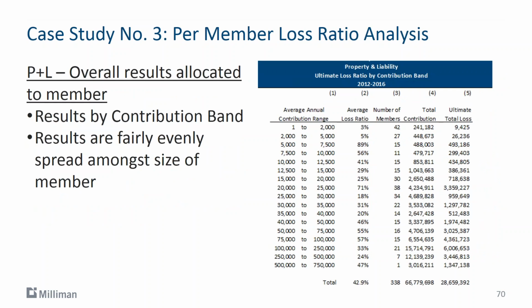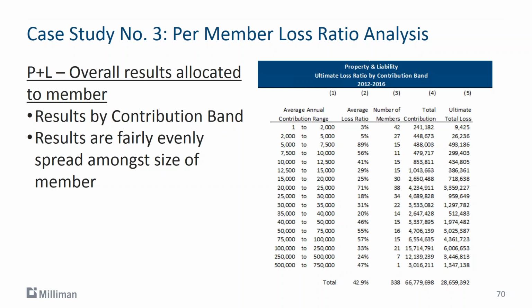Okay. Now here for P&L, we did the same sort of summary, overall results allocated by member. Here I'm just showing it slightly differently. I'm showing you the results by contribution band. So it's the same years of experience combined for all members, and I'm just showing you by contribution band where the members fall and what the average loss ratio is for the members within that contribution band. As you can see here, you would expect to see approximately the same loss ratio regardless of the contribution band. And I think they do a pretty good job here of doing that. You can see there's fairly good equity in loss ratios across the contribution bands.